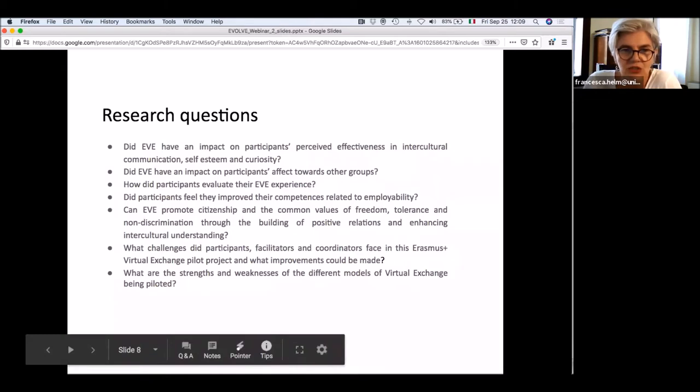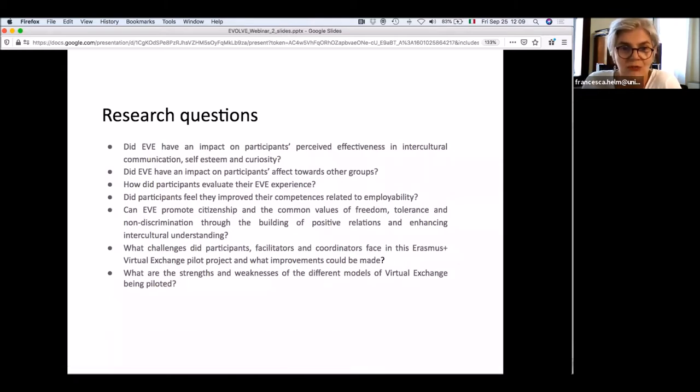So did Erasmus Virtual Exchange have an impact on participants' perceived effectiveness in intercultural communication, self-esteem and curiosity? Did it have an impact on participants' affect towards other groups? And so here, the two groups, I suppose, were Southern Mediterranean and European participants. How did participants evaluate their experience? Did they feel they improved their competences related to employability? Can EVE promote citizenship and the common values of freedom, tolerance, and non-discrimination through the building of positive relations and enhancing intercultural understanding? What challenges did participants, facilitators, and coordinators face in this project, and what improvements could be made?